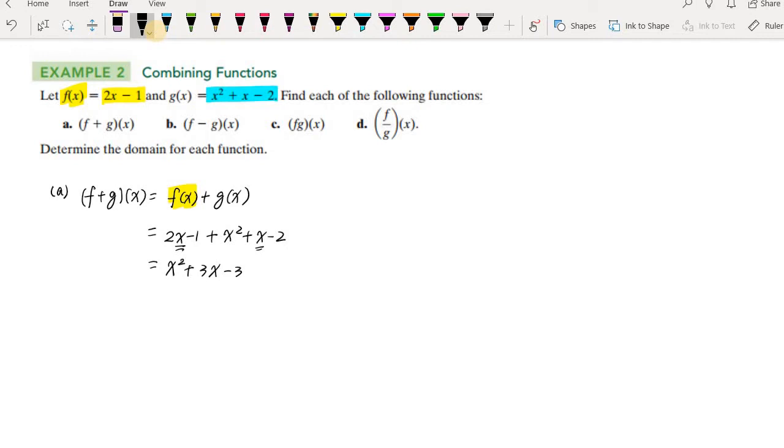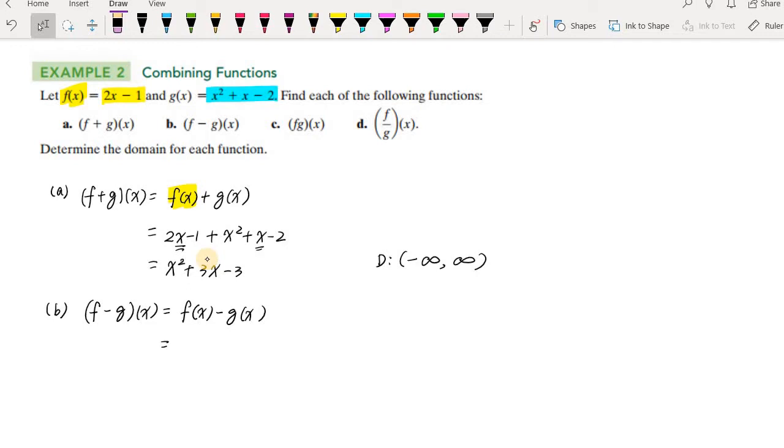Once you find this, you also need to find the domain. In this case, hopefully you realize this is just a polynomial. Polynomial, earlier we have mentioned, the domain is just going to be all the real numbers. Part B, we're going to have f minus g of x. So again, that is just f of x minus g of x.